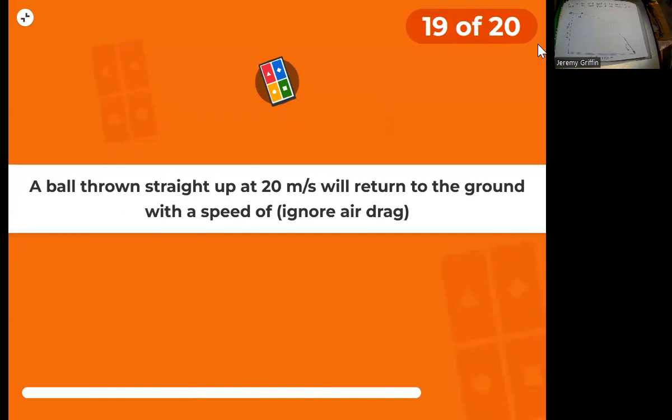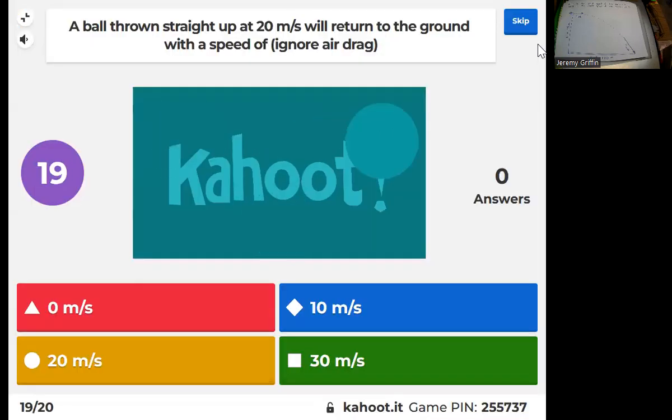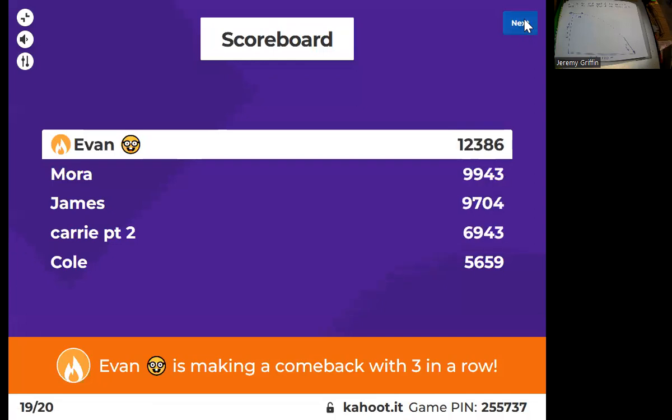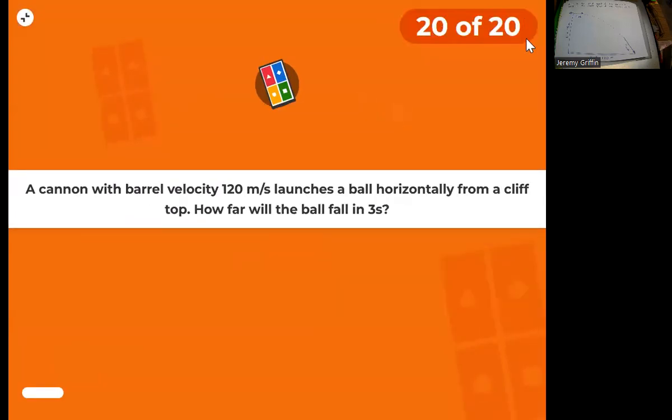Ball thrown straight up at 20 meters per second will return to the ground with the speed of 20, 10, 0, 10, 20. Did you guys say 20 meters per second? Oh, yeah, you did, because, all right, it's symmetry, right?